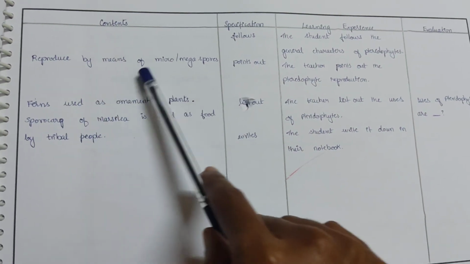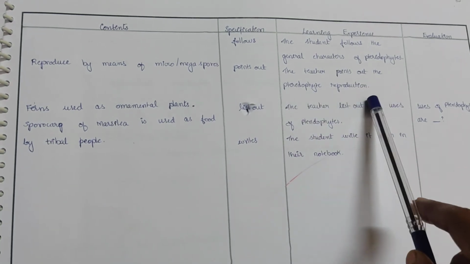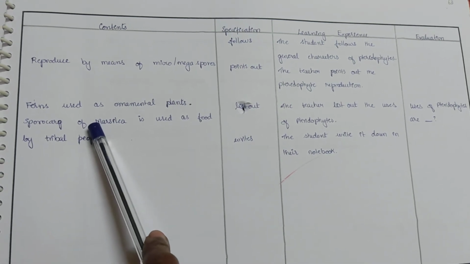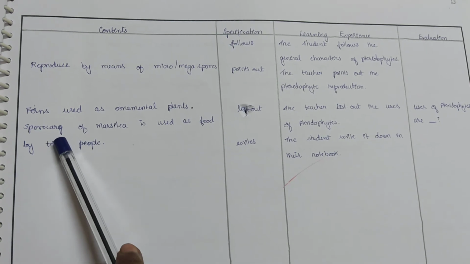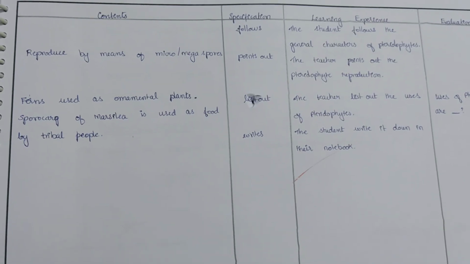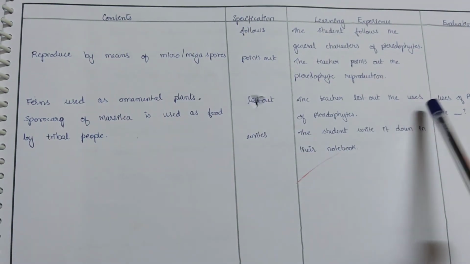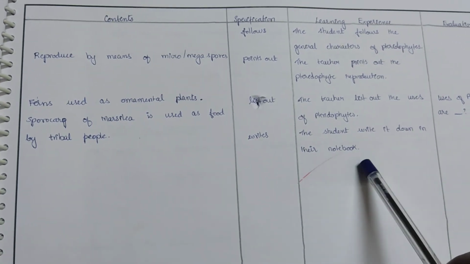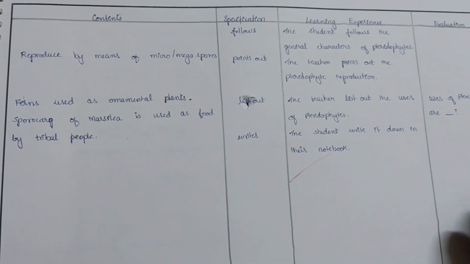Next, reproduce by means of micro or megaspores. The teacher points out the pteridophyte reproduction. Ferns are used as ornamental plants. Sporocarp of Marsilea is used as food by tribal people. Here the teacher lists out the uses of pteridophytes. The student writes it down in their notebook. You can ask, what are the uses of pteridophytes?